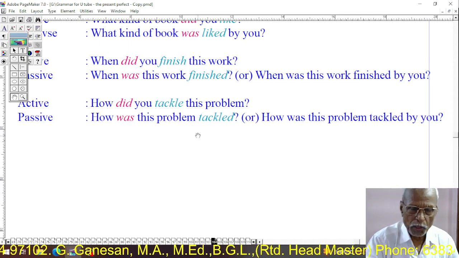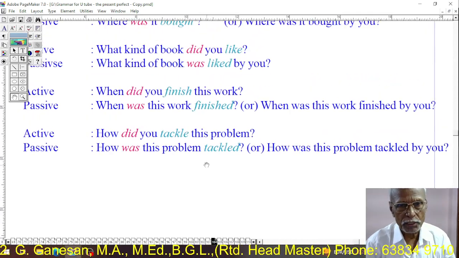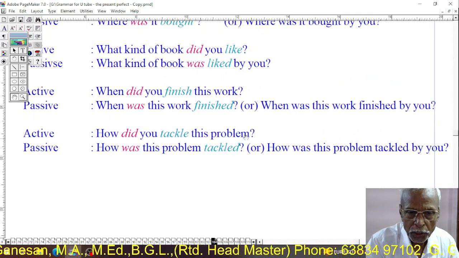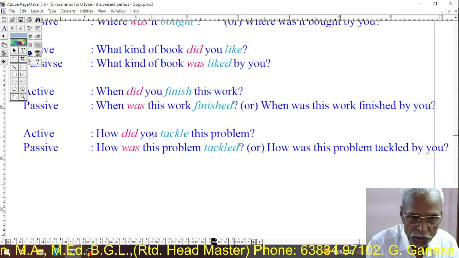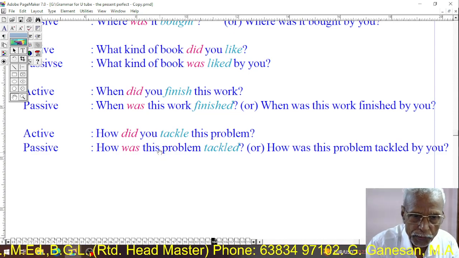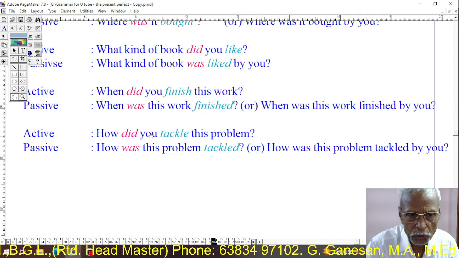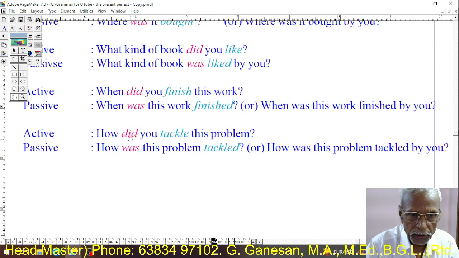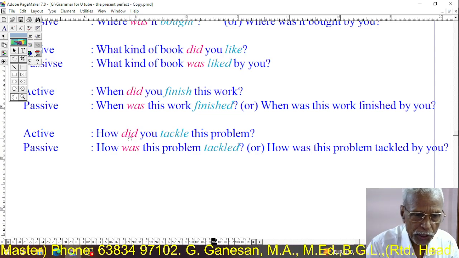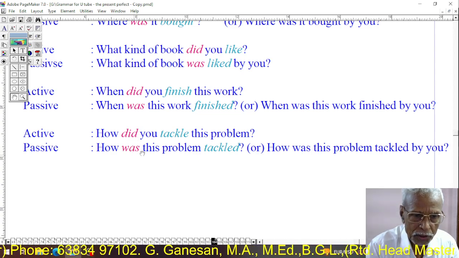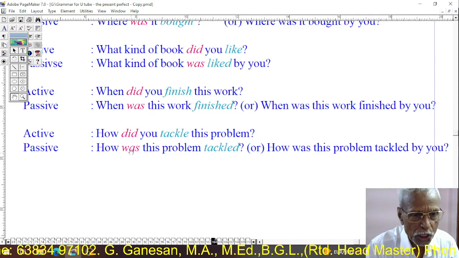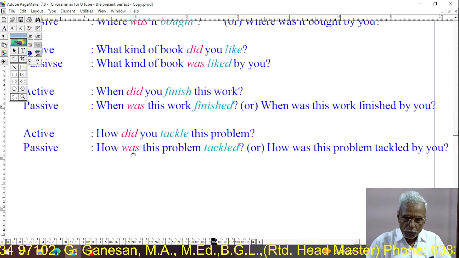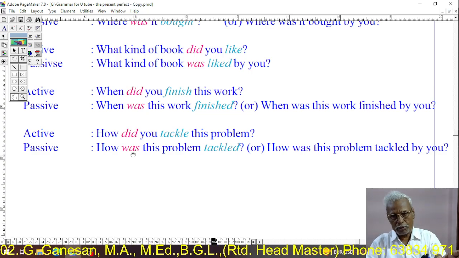How did you tackle this problem? This problem is the object, you is the subject. This problem has become the subject and you has become the object, by you. Tackle. Then did has been replaced by was, because this problem is singular. The subject is singular, so was has been used again. How did you tackle this problem? How was this problem tackled?